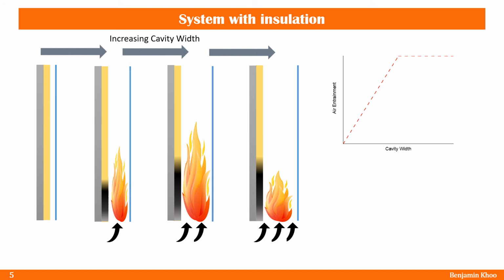These two conflicting effects by cavity width meant that the most severe fire is not necessarily the system with the smallest or largest cavity width, but somewhere between, which we are still not able to pinpoint.